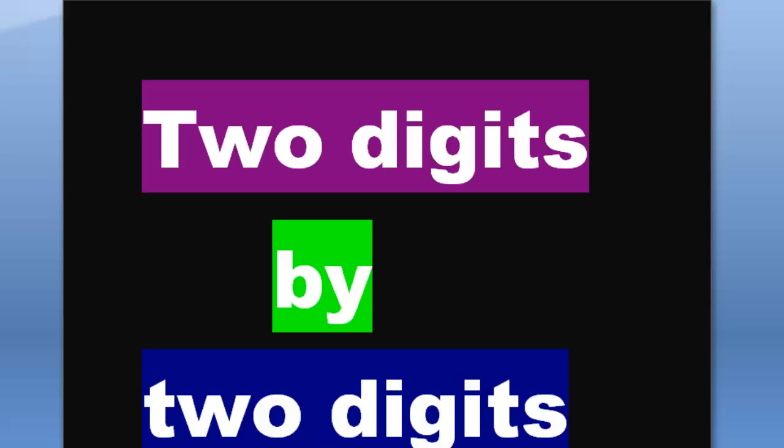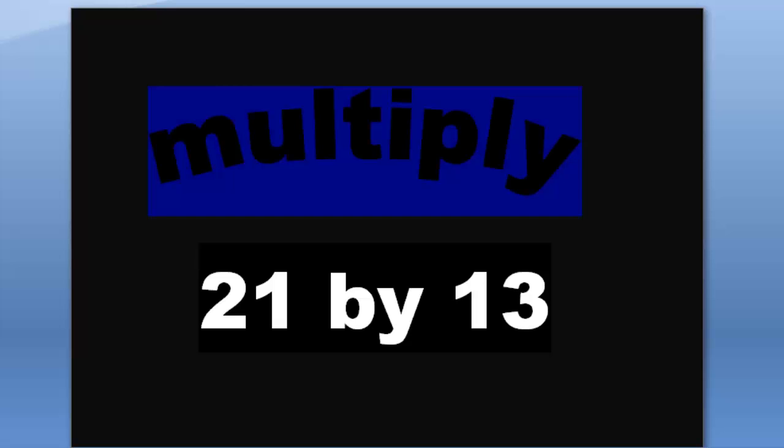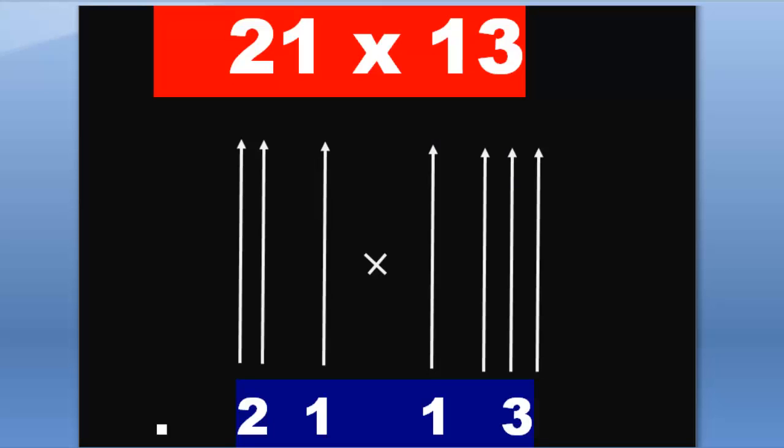Now we will take examples of multiplication of 2 digits by 2 digits. I am going to multiply 21 by 13. 21 is split up as 2 and 1. So 2 is 2 vertical lines, which is the tens place, and 1 is another vertical line, which is the units place. Similarly 13 is represented by 1 and 3, 1 line for the tens place and 3 lines for the units place.